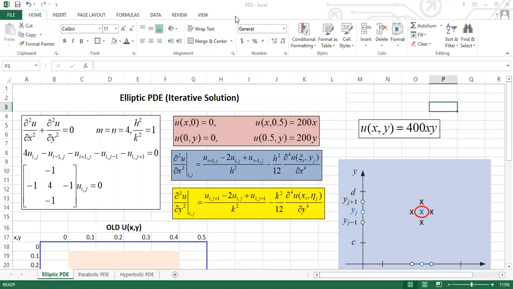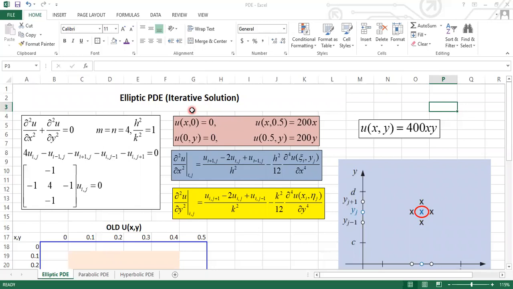This tutorial is about elliptic partial differential equations, and in this tutorial we will learn how to solve a simple elliptic partial differential equation. Generally, while solving partial differential equations, we encounter a linear system of equations, Ax = b type equation, that we can solve with any of the methods that we have learned in linear algebra. Here we will use the iterative solution technique.